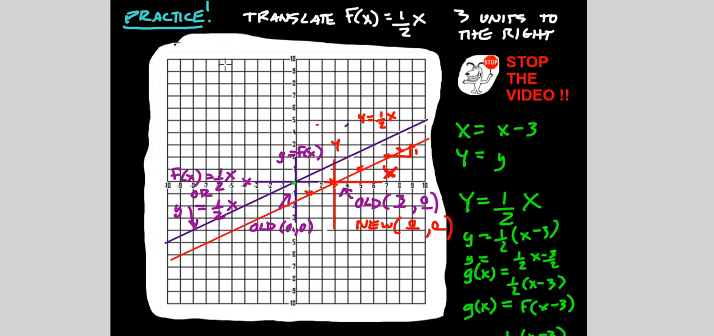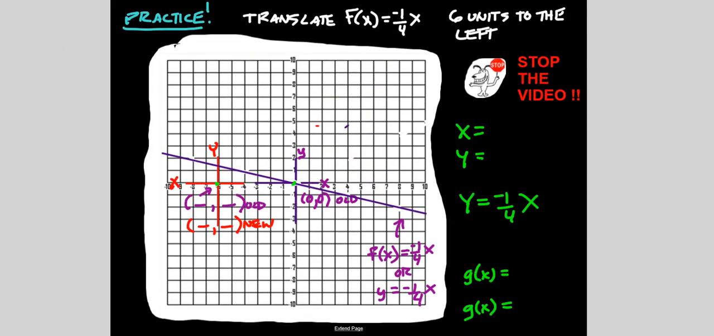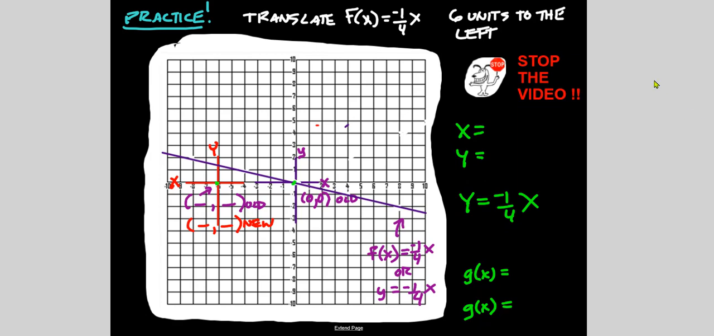Okay. All right. So we have one more practice here, which is translate f of x equals -1/4 x 6 units to the left. So I've given you, here's the original origin, 0, 0. Here I want you to fill in the coordinates in terms of the old origin and the new origin with the new axes, capital X, capital Y, and sketch the function in, draw the function in. You're using your graph paper, of course, and your ruler and so forth, pencil, and then complete this information over here.